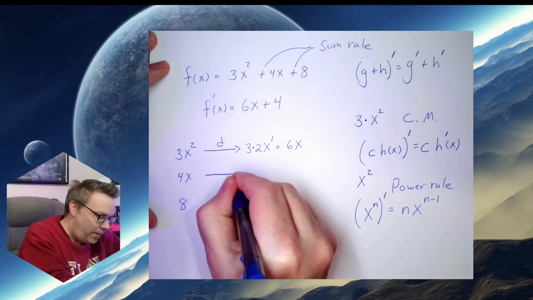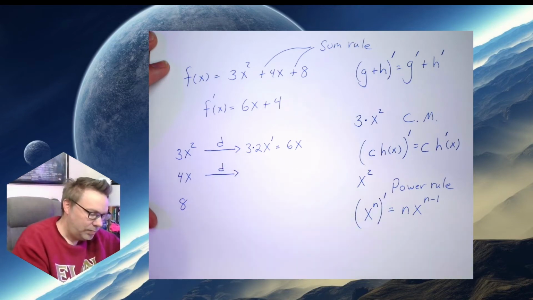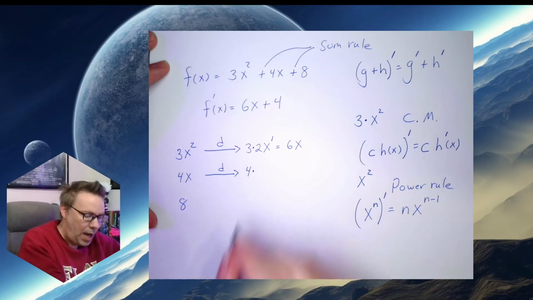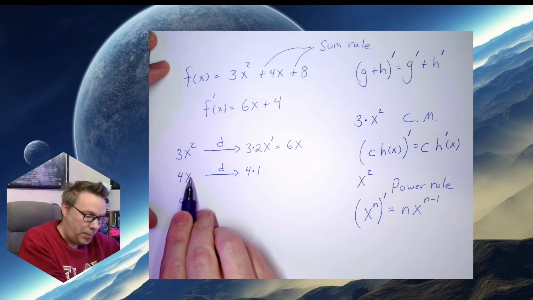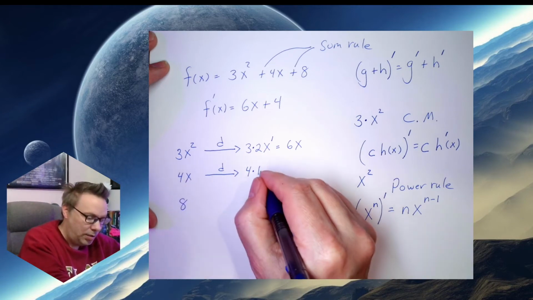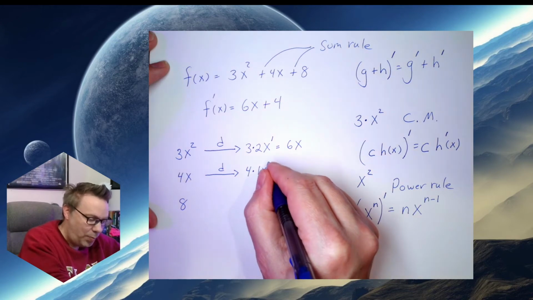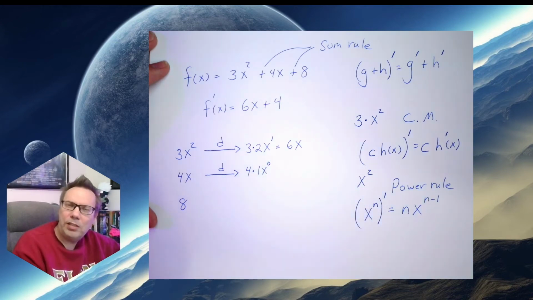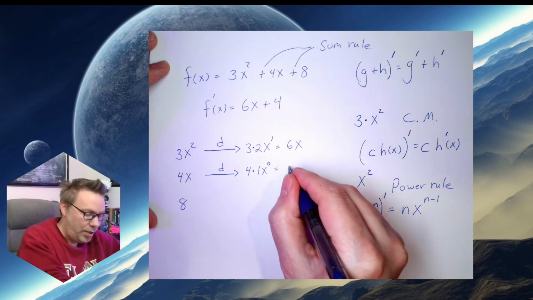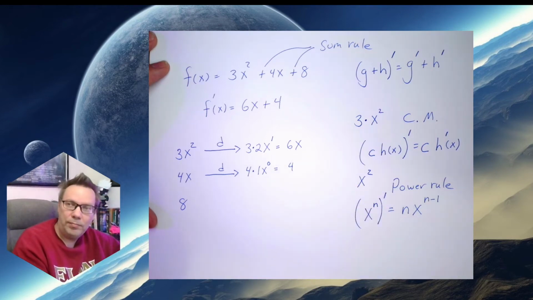Now remember, the operation in between this is multiplication. So the derivative of 4x: again, 4 is going to come along for the ride. I'm going to drop the power. Remember, x by itself is really x to the first power. Now, do you remember what x to the 0th power was? Well, that's just 1. So this becomes just a 4.